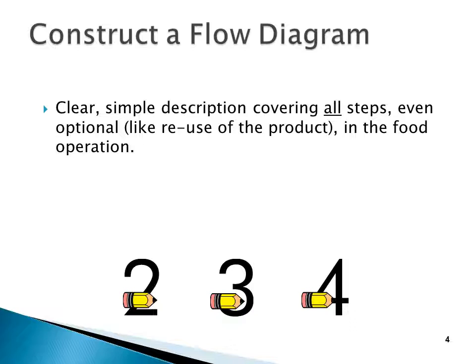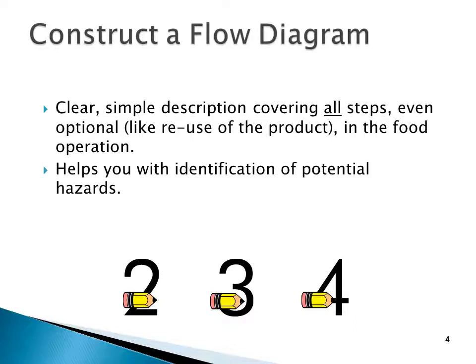So what does construct a flow diagram mean? That's a clear, simple description covering all steps, even optional steps like reuse of the product in the food operation. So where did that ground beef go from the loading dock to the freezer, to the refrigerator, to the prep table, etc. And includes reuse of the product means, what if you take the steak that's left over from today and you use that for fajitas tomorrow? That would be a reuse of the product, so we're going to include that in our flow diagram.